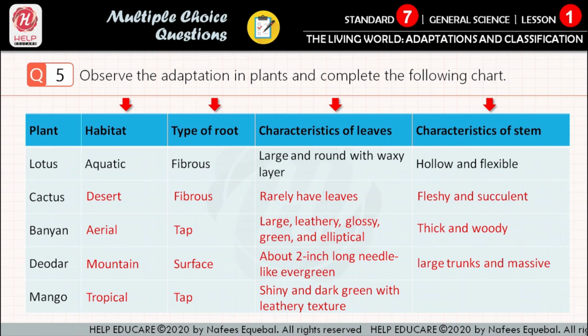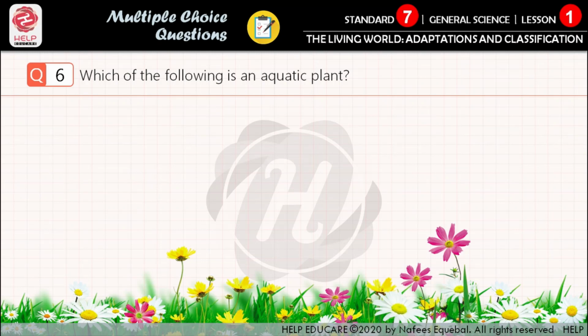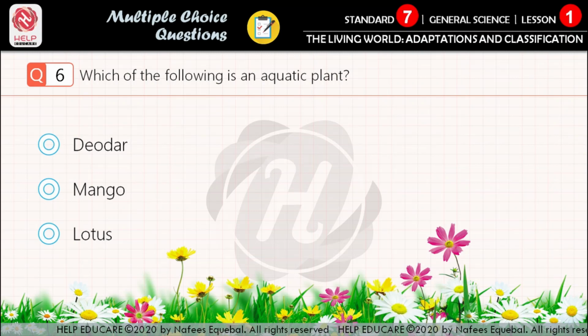Question number 6. Which of the following is an aquatic plant? First option, dodder. Second option, mango. Third option, lotus. Fourth option, cactus.